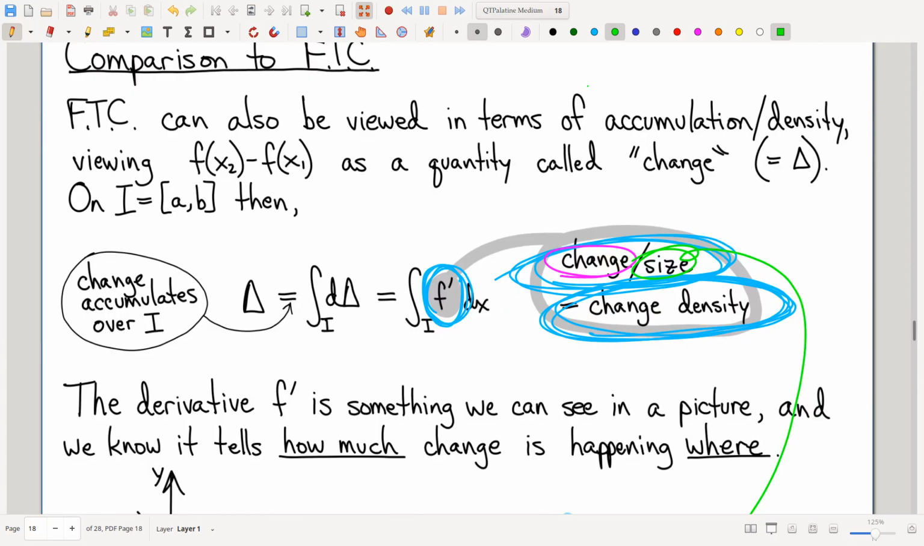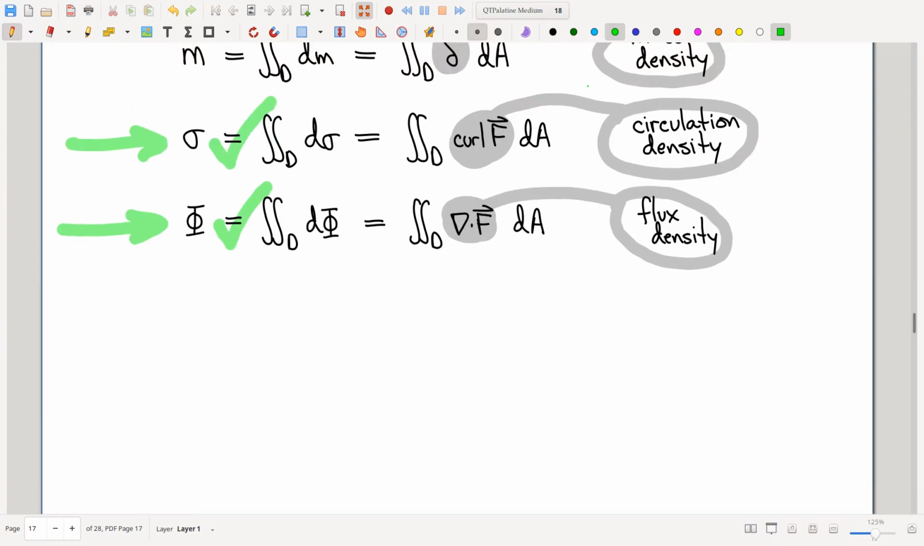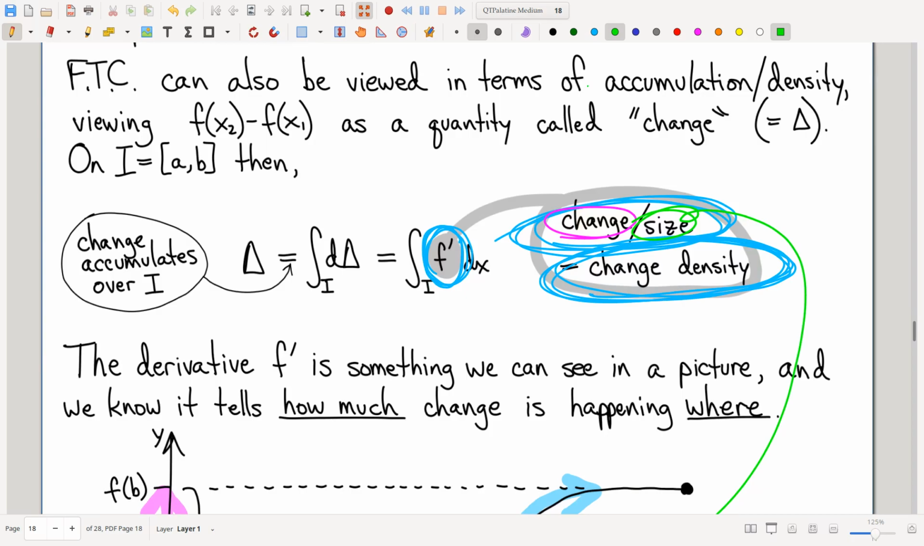And this is a lot easier to digest, a lot easier to wrap your brain around, as they say, right? And then likewise, what do you mean that curl and divergence are densities of corresponding accumulating quantities? What's the deal there?